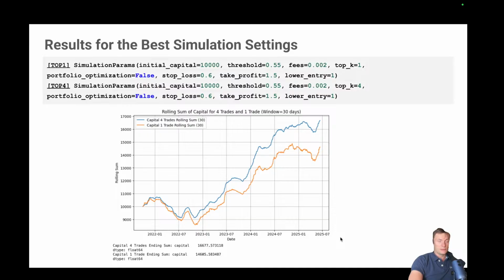And for example, say you don't have time at all and you want to trade only one trade per day. So what's the difference? Here I have a threshold, I think it's not 0.56 but 0.55. The ending difference can be tremendous. Here you can see that in 4 years, if you only make one trade per day, you may end up with 14.6k from starting 10k, and if you do 4 trades you can end up with 16.6k. So that's a big difference from a small adjustment.